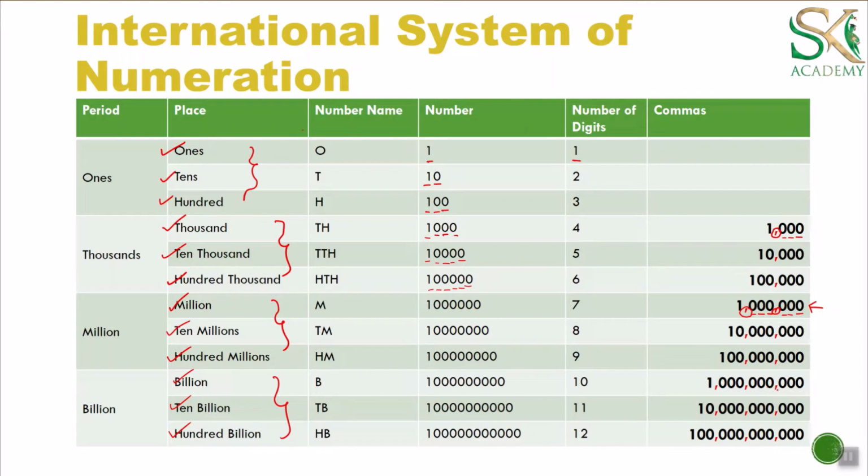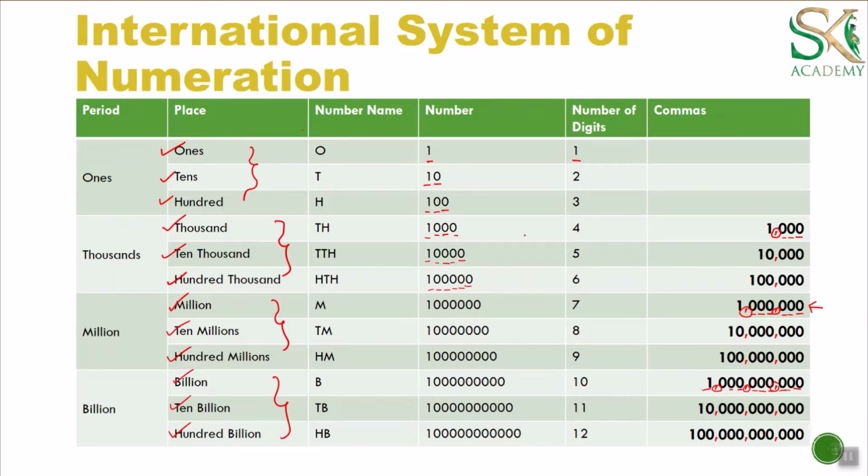See here, when does another comma come? After completing three digits. Here is the next set of three digits: units, tens, hundreds, thousands, 10,000s, 100,000s, then million, 10 million, 100 million, and this is 1 billion. So this is how the number of digits and the number of commas are put.